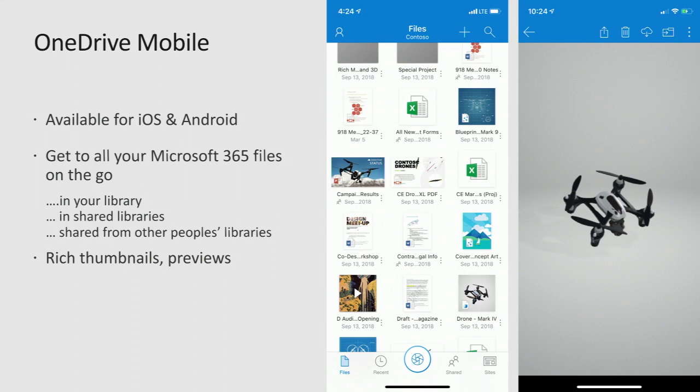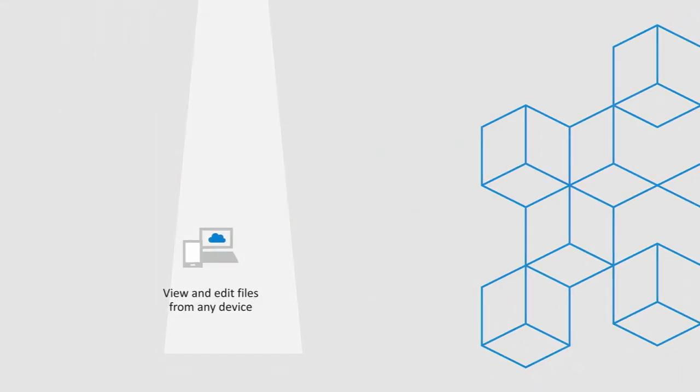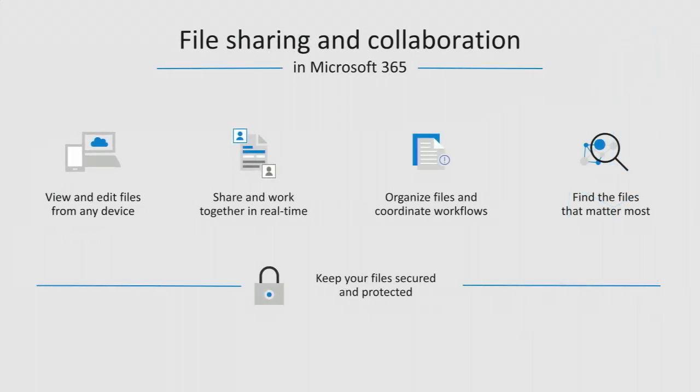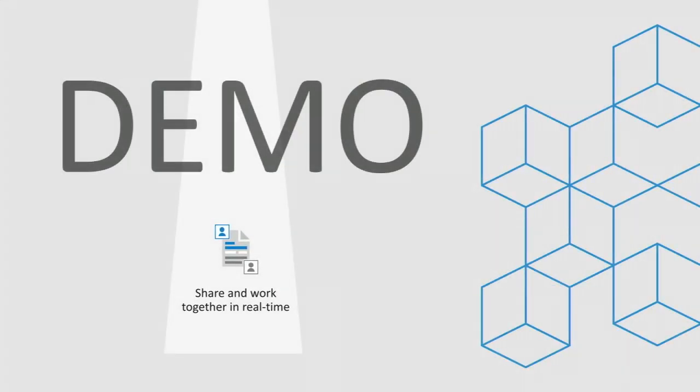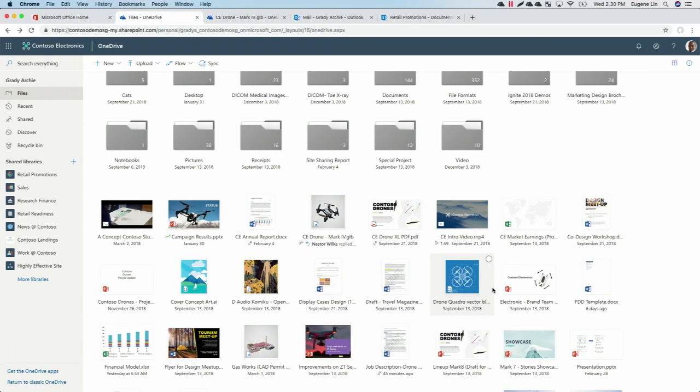And if you're on a tablet, by the way, the app adjusts to the tablet. It's not going to be a giant version of the phone app. It'll take advantage of all of the screen real estate. It looks really, really great. And so that's a look at how you can view and edit files from any device in Microsoft 365. Next up, I'll show you how you can share and work together in real time using Microsoft 365 and OneDrive.